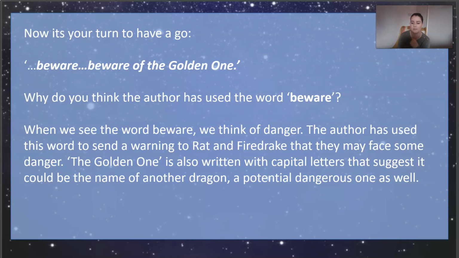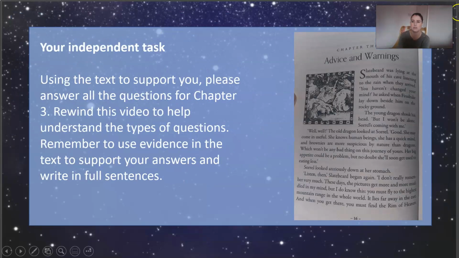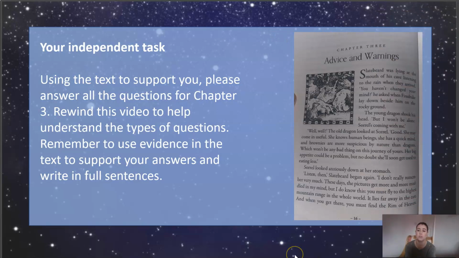Okay, so your task for this lesson is, I would like you to make sure that you are using the text to support you. So you have all the pages at home or at school in front of you to help you with the work. You need to have a go at answering all of the questions for chapter 3 that I have sent home in the document to you.